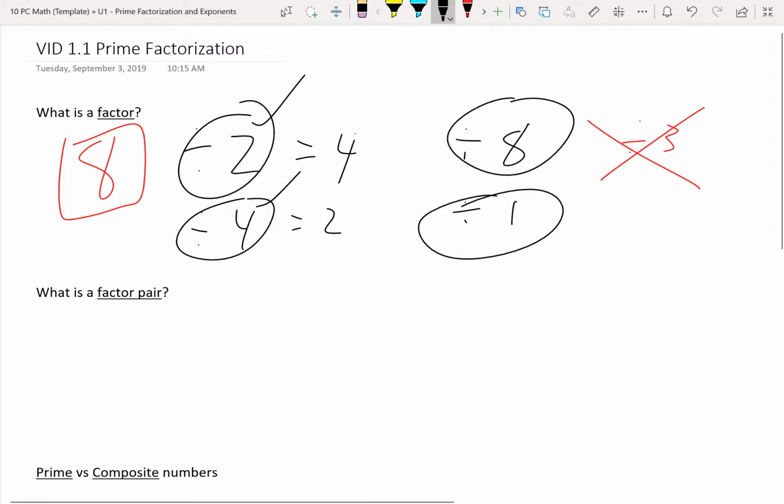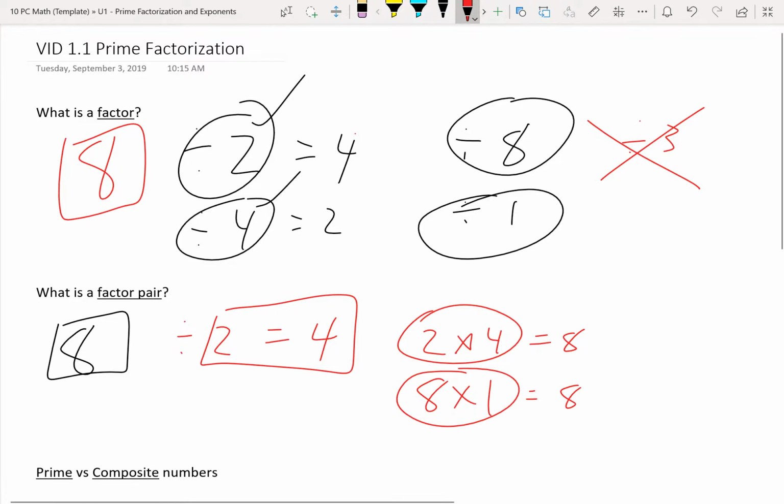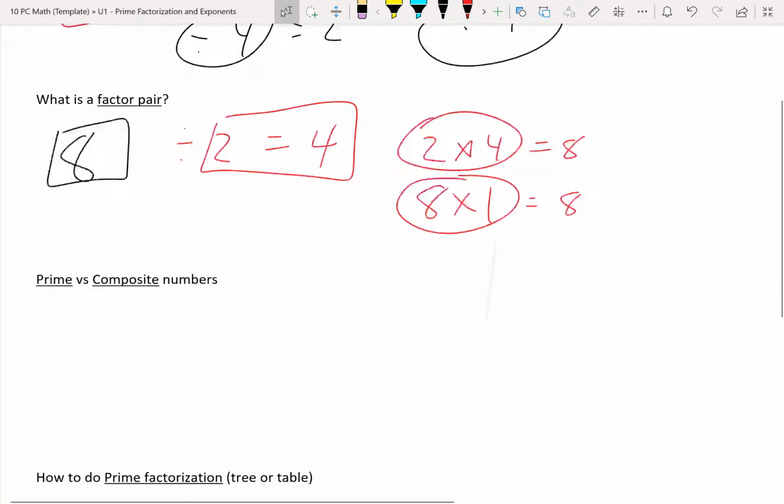A factor pair is pretty straightforward. Again, if we take 8, the idea is it's two numbers that multiply to make your original number. If we did 8 divided by 2 and it gave us 4, these two numbers, 2 and 4, multiply to give us 8. So 2 times 4 equals 8. That's a factor pair. The other one we have is 8 times 1 equals 8. That's another factor pair. Pretty straightforward so far.